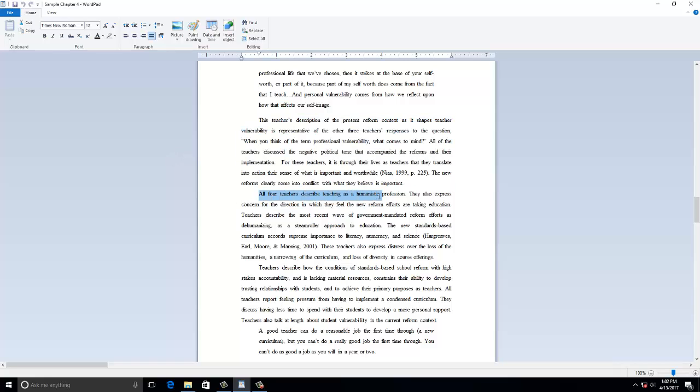All four teachers describe teaching as a humanistic profession. They express concern for the direction in which they feel the new reform efforts are taking education. And this goes into some of the nuances of their statements. And here again is further introduction.